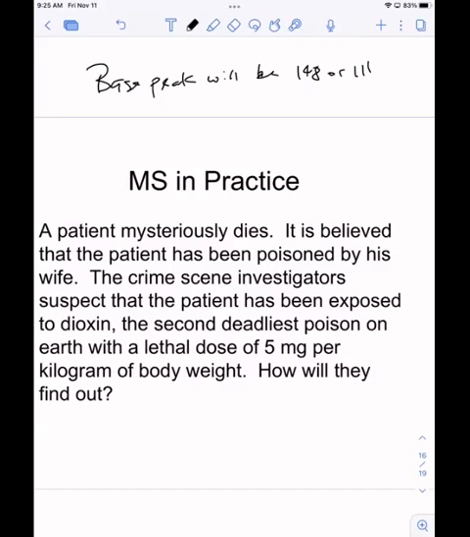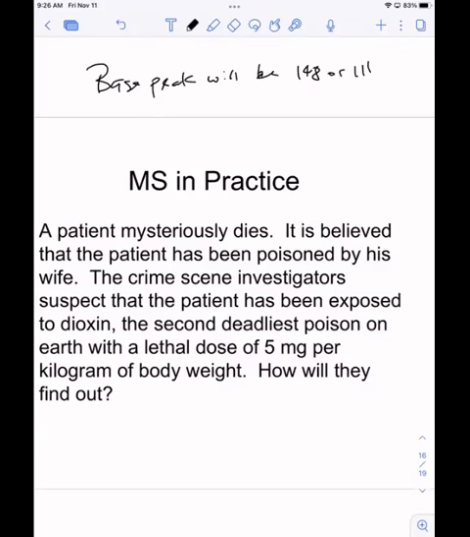Okay. All right, so let's look at this example. It says a patient mysteriously dies. It is believed that the patient has been poisoned by his wife. Crime scene investigators suspect that the patient has been exposed to dioxin, which is the second deadliest poison on Earth, with a lethal dose of 5 milligrams per kilogram of body weight. How will they find out?